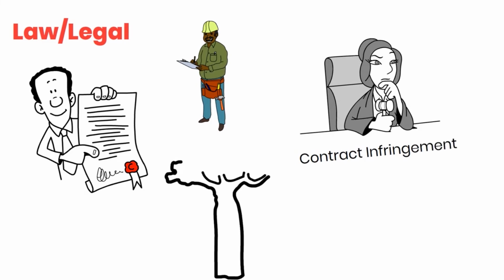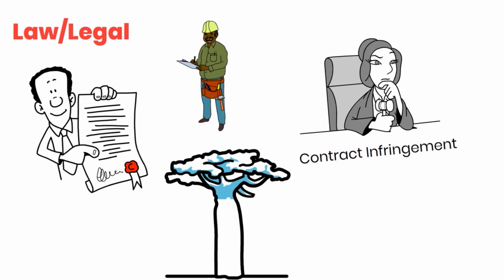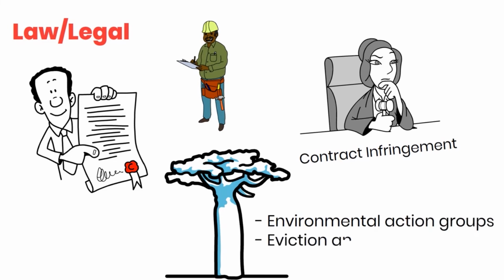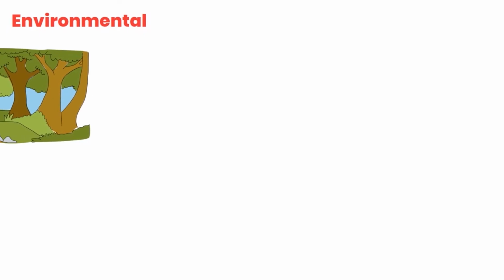Last but by no means least, there have been numerous objections in the courts by environmental groups concerned about the impacts to wildlife conservation areas, as well as from individuals facing eviction and upheaval during the construction of the project. Finally, on to environmental. The project is a threat to UK's ancient woods, with 108 at risk of loss or damage.